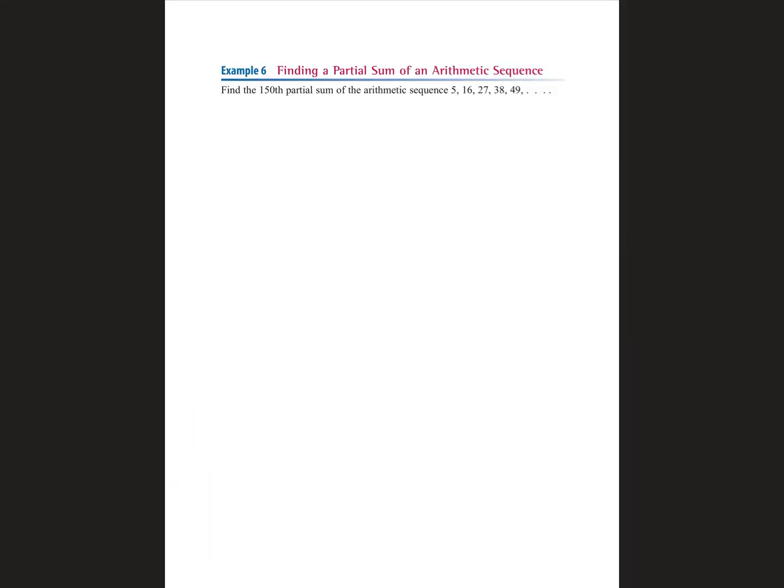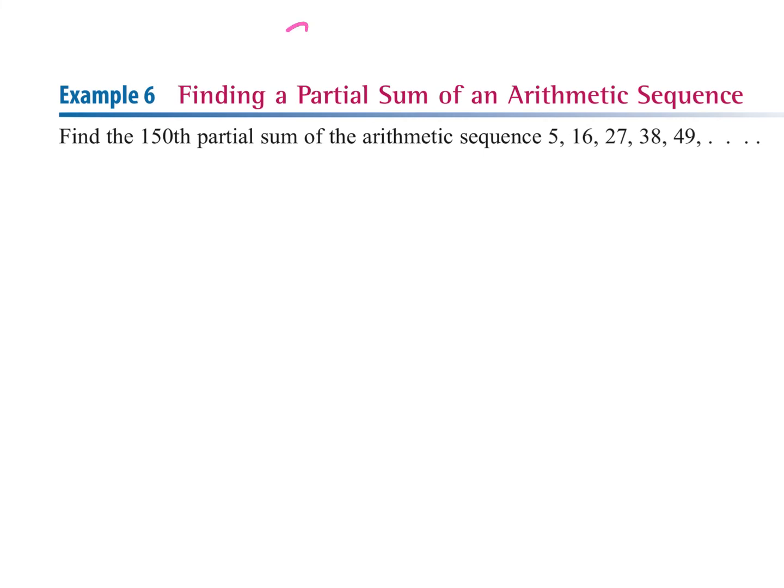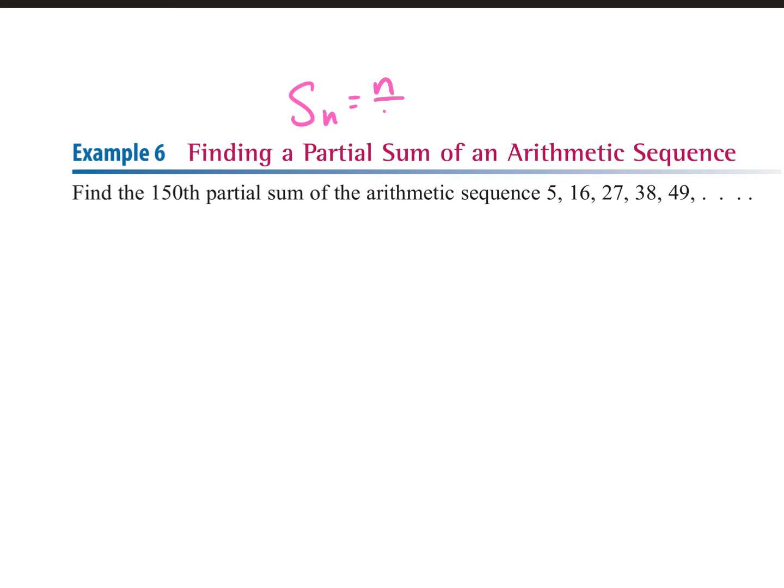So example 6 says find a partial sum of an arithmetic sequence. We have to find the 150th partial sum of the arithmetic sequence here. So to find my partial sum, my formula is S sub n is equal to n divided by 2 times a sub 1 plus a sub n. Do I know what the first term is? Yes, a sub 1 is 5. Do I know what n is? It's 150 because it's asking me to find the 150th partial sum.